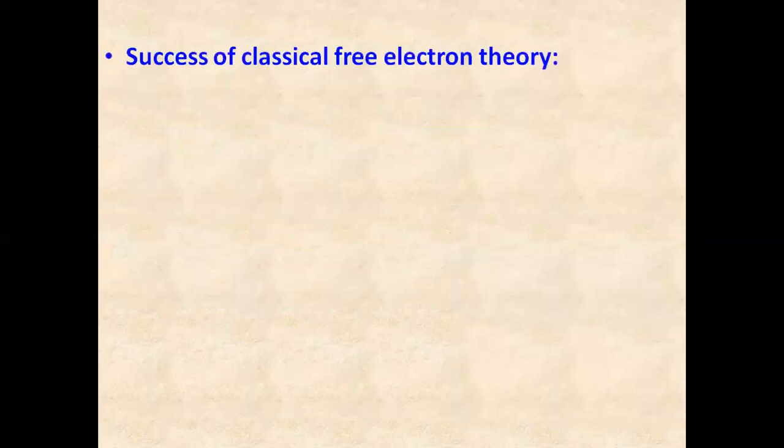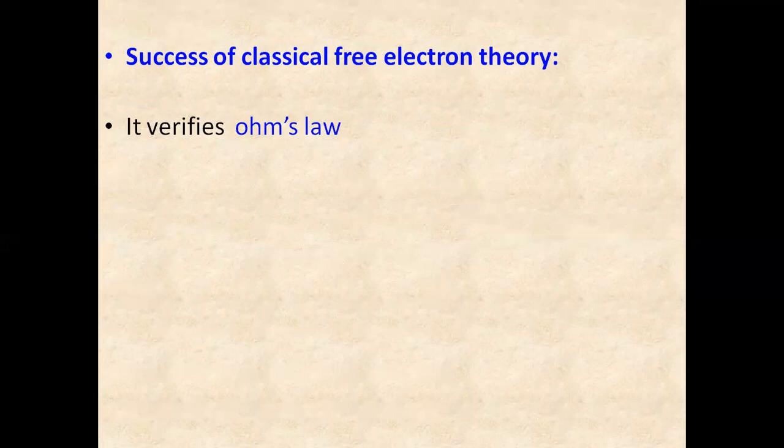Now, coming to the successes of classical free electron theory. It verifies Ohm's law. You know Ohm's law, that is V is directly proportional to I. And generally, we need to state a condition, at constant temperature. That means without varying the temperature, V is directly proportional to I, a linear relationship between voltage and current. Otherwise, there is a change. At constant temperature, the voltage is directly proportional to the current. So V equals IR.